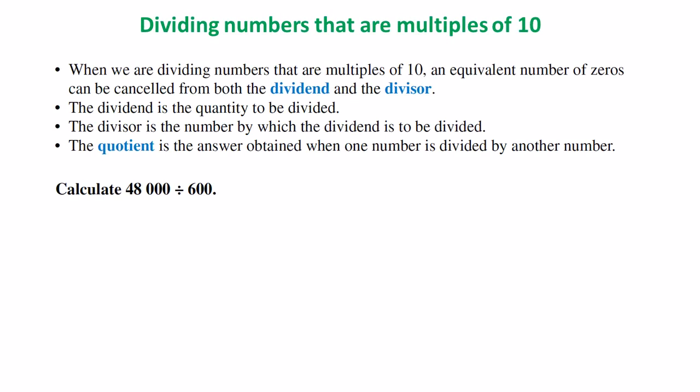Dividing numbers that are multiples of 10. When we've got multiples of 10, if we've got an equivalent number of zeros, they can be cancelled from both the dividend and the divisor. The dividend is a quantity to be divided, so in the example I've got below, that is the dividend. The divisor is a number by which the dividend is to be divided. In the example, that's 600. And the quotient is one of the mathematical terms we use. It is the answer obtained when one number is divided by another number.